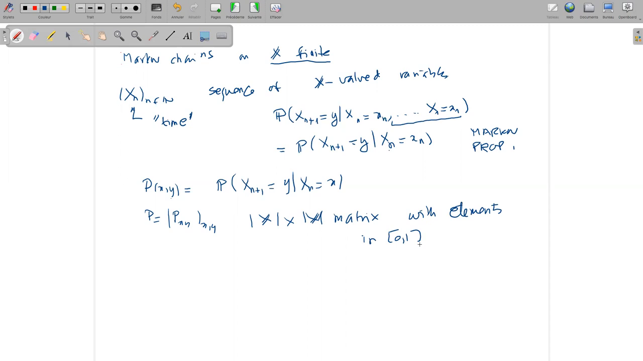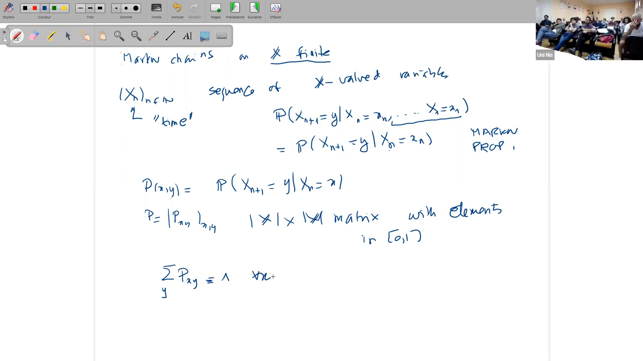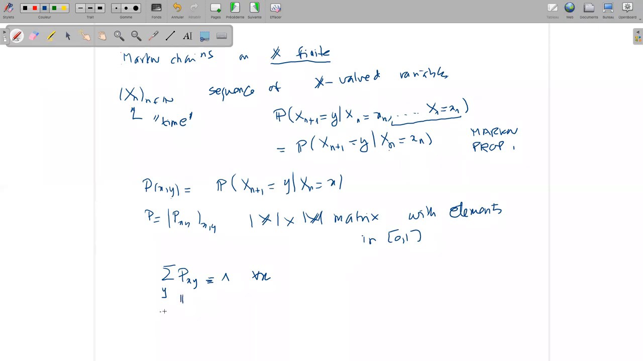And moreover, this matrix has a very important property. I'm looking at the sum of the elements of a row of this matrix, so I'm summing over the second component. This will be equal to one for every x. Do you see where it comes from? Normalization, because the probability must be normalized. Exactly, because this sum is the sum of the conditional probabilities of X_{n+1} equal to y, given X_n equal to x. Anyway, you must go somewhere, so you are summing over all possible positions for X_{n+1}, so it will be equal to 1.